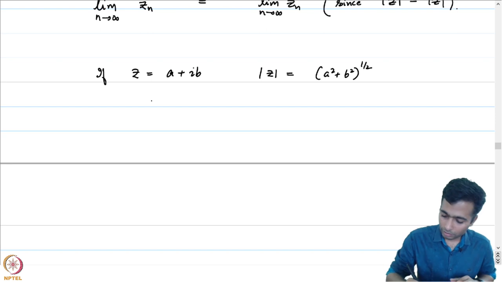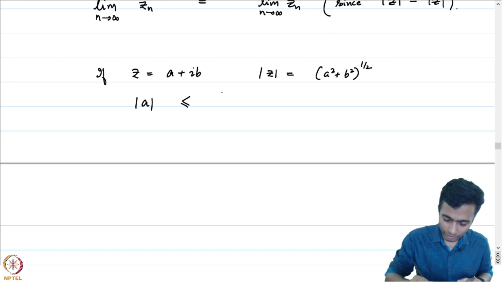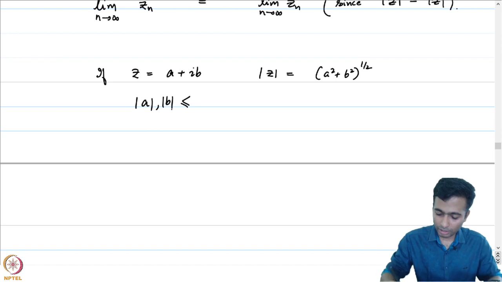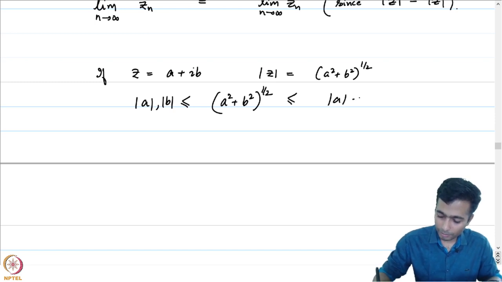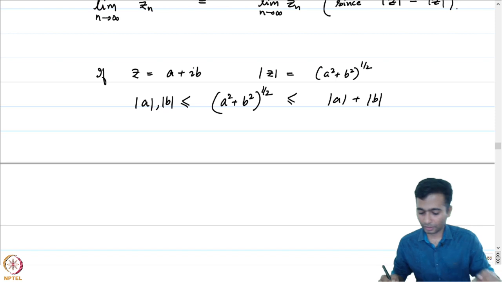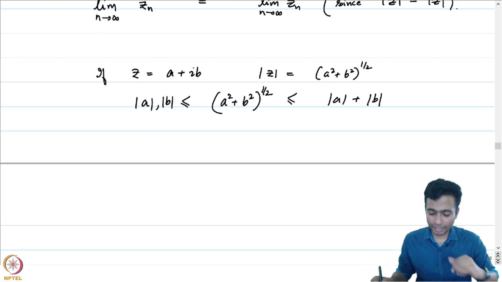And this is going to manifest in the following inequality, mod A, in fact mod A and mod B. So let me just write mod A and mod B, both are less than or equal to (A square plus B square) to the power 1 by 2, which is less than or equal to mod of A plus mod of B. Well, these are straightforward inequalities, let me not spend too much time behind this.